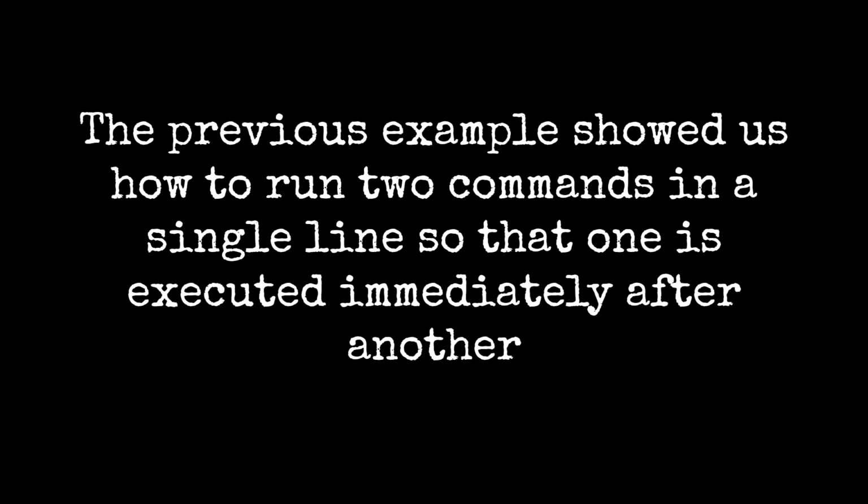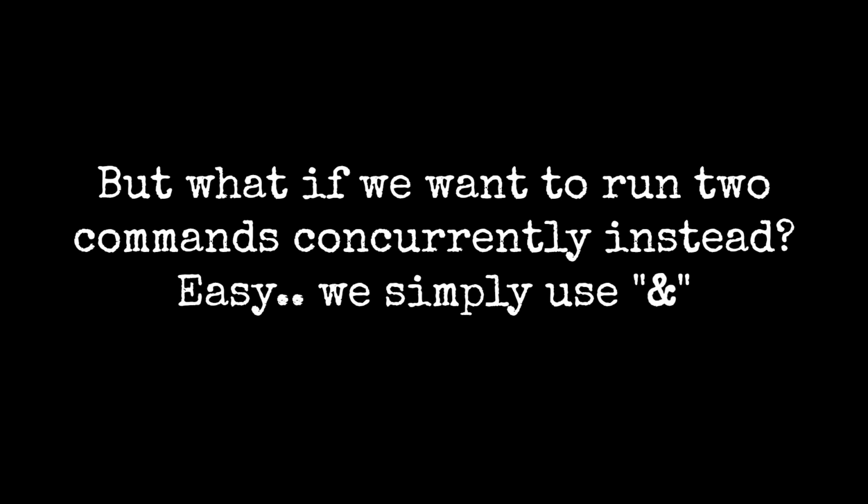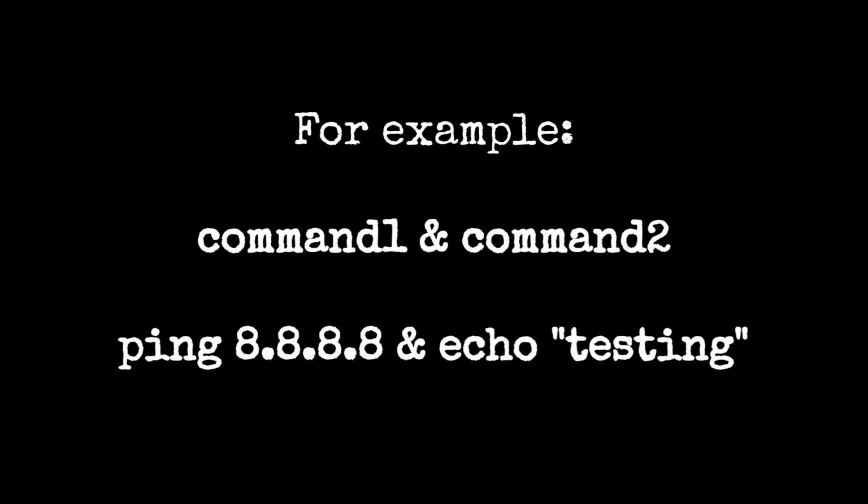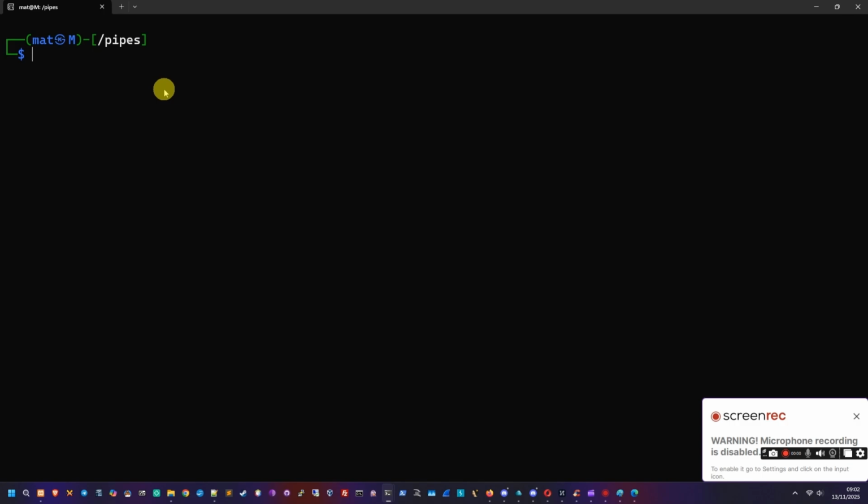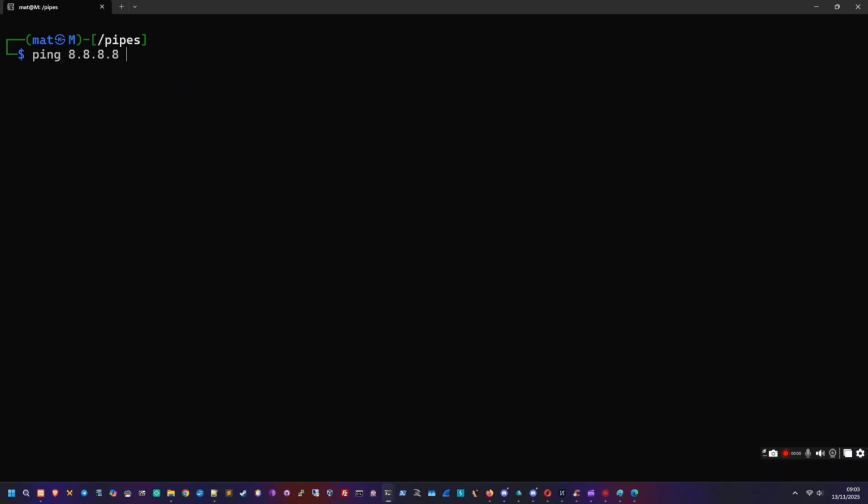However, what if we would prefer to run 2 separate commands at the exact same time? In order to do this, we can make use of the ampersand symbol instead of using a semicolon. The syntax is still the same, just instead of separating our 2 commands with a semicolon, we are separating them with the ampersand character instead. For the sake of this example, I will run a ping request against the public IP address for Google's DNS server, in addition to running a command to output some text at the same time as my ping command being ran.